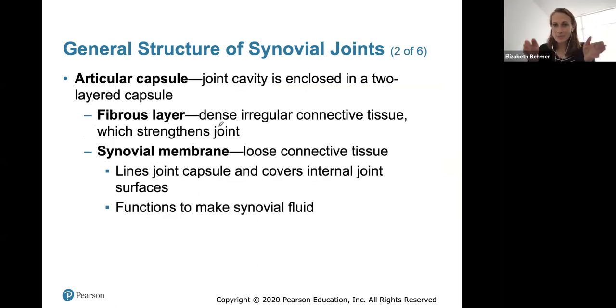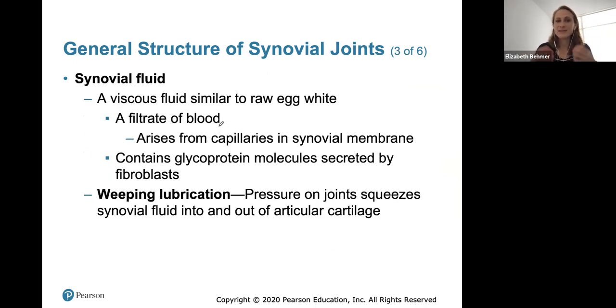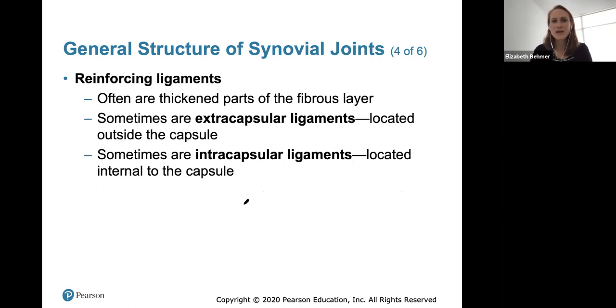The articular capsule encloses the joint cavity and has 2 layers, the fibrous layer and the synovial layer. And then the synovial fluid looks kind of like a raw egg white. It filters blood and it contains glycoprotein. There's what we call weeping lubrication, where pressure on the joints will squeeze synovial fluid into and out of the articular cartilage. Then we have ligaments that reinforce.